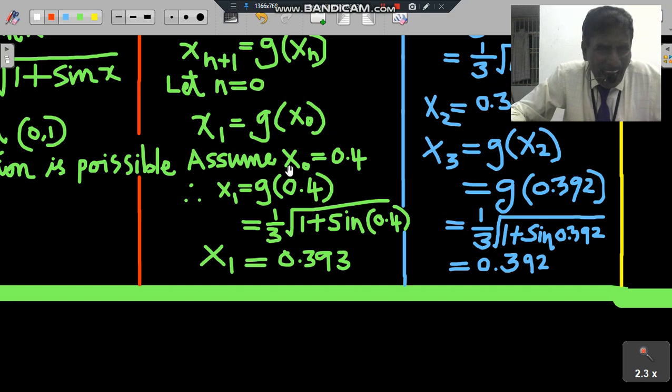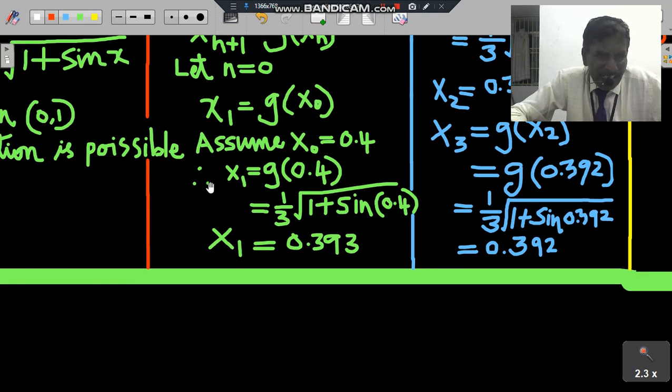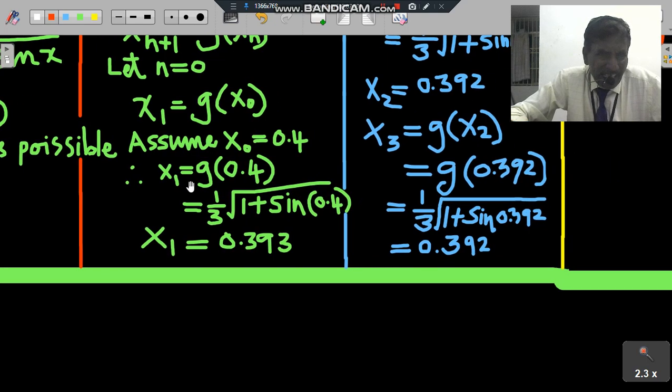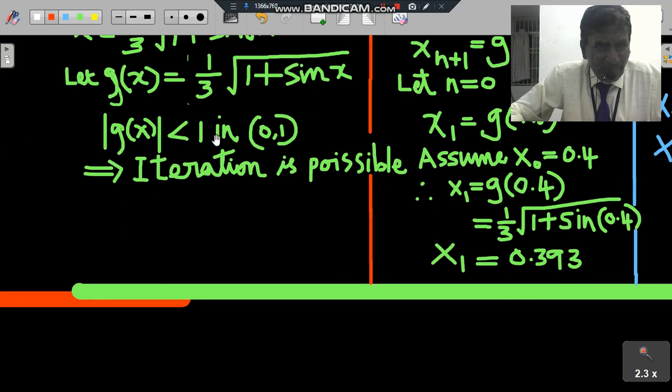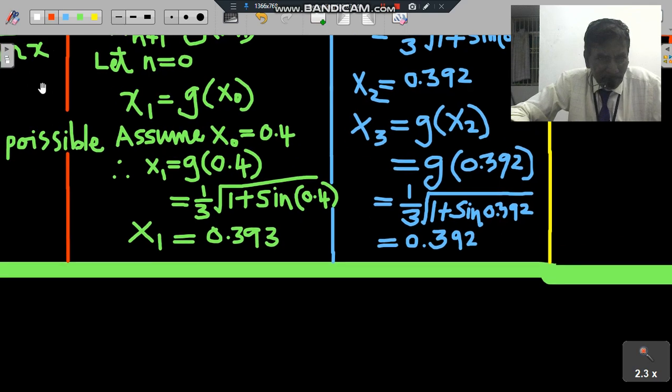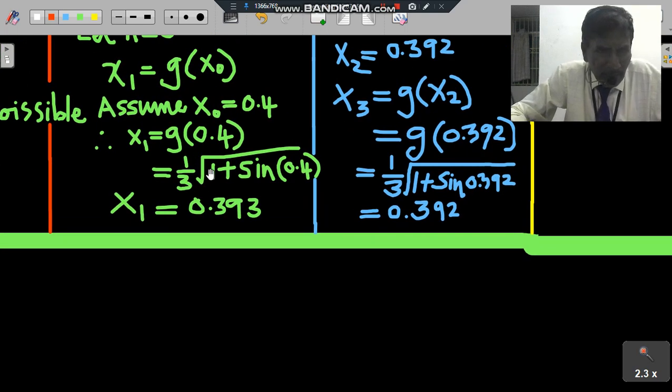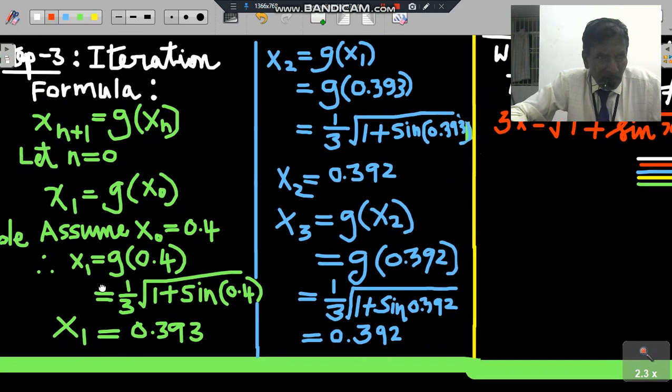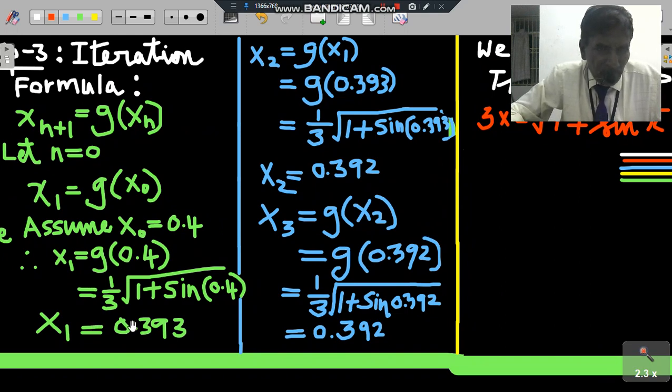So when I take x naught, the initial approximation, as 0.4, I get the first approximation as g of its previous approximation 0.4. As we already know, g of x equals 1 by 3 times the square root of 1 plus sine x. So 1 by 3 is multiplied by the square root of 1 plus sine 0.4. The answer we are getting is x1. So this would be the first approximation for us.